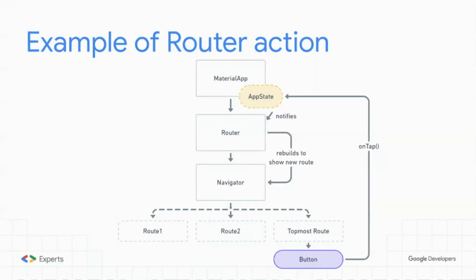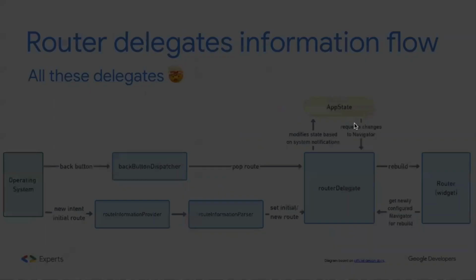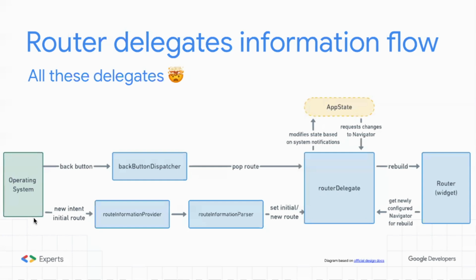And then we have our different case where we have some new intent or new initial route provided to our application. This is handled by the route information provider. The route information provider needs to understand what was handled by it and need to provide this information to the route information parser.